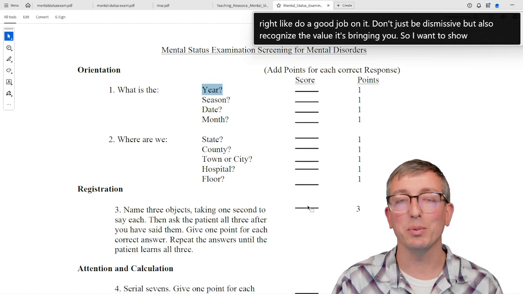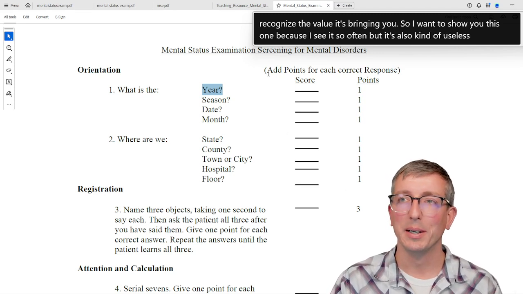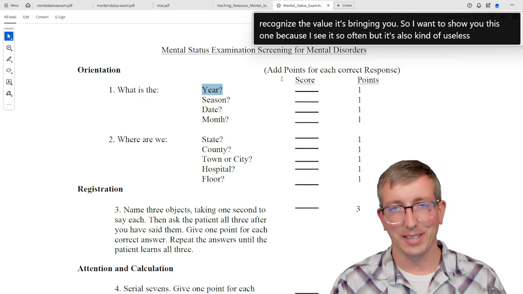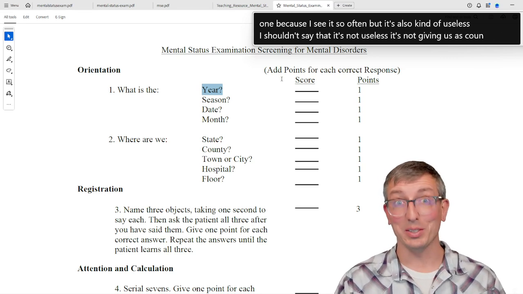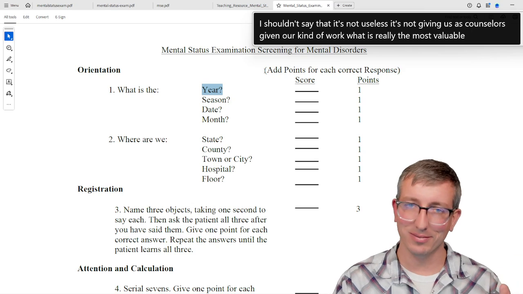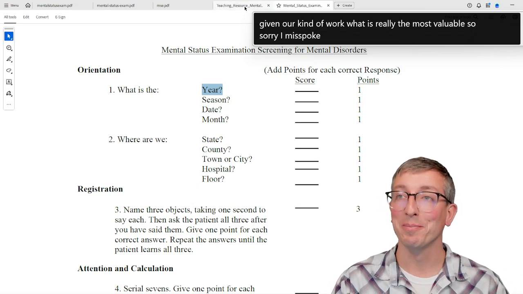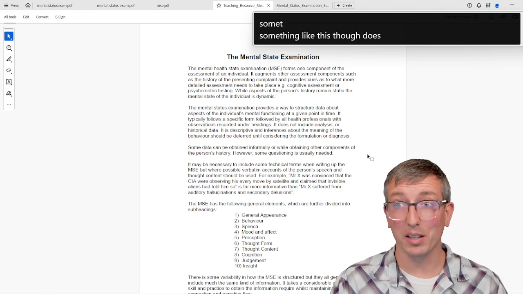So I want to show you this one because I see it so often, but it's also kind of useless. I shouldn't say that. It's not useless. It's not giving us as counselors, given our kind of work, what is really the most valuable. Sorry, I misspoke. Something like this, though, does provide a little bit more assistance.